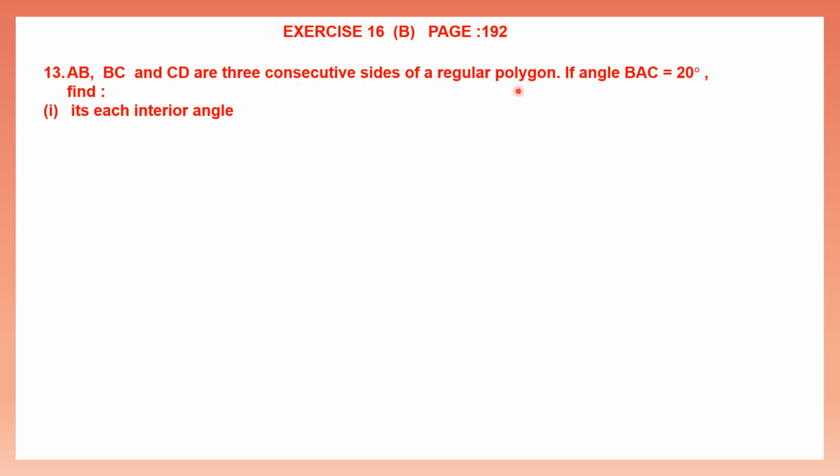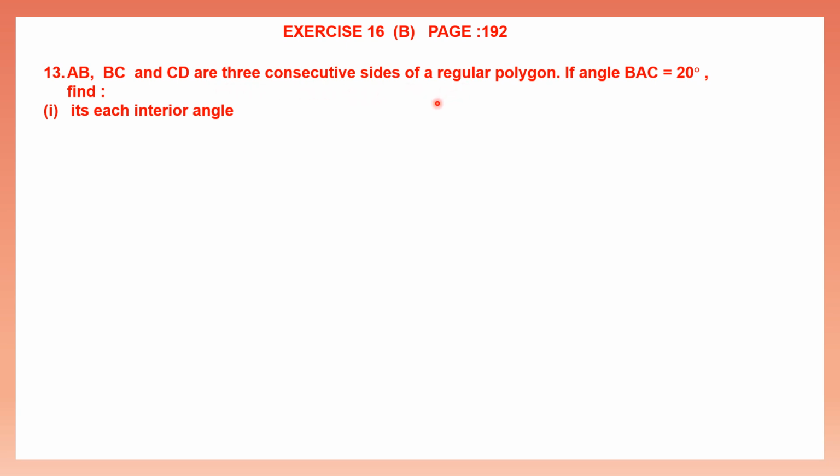Now we know what a regular polygon is. This is one in which the interior angles are equal, the exterior angles are equal, and the sides are equal. So that is a regular polygon. Now here we've been given three consecutive sides. We don't know how many sides there are, but we've been given three consecutive sides of a regular polygon.